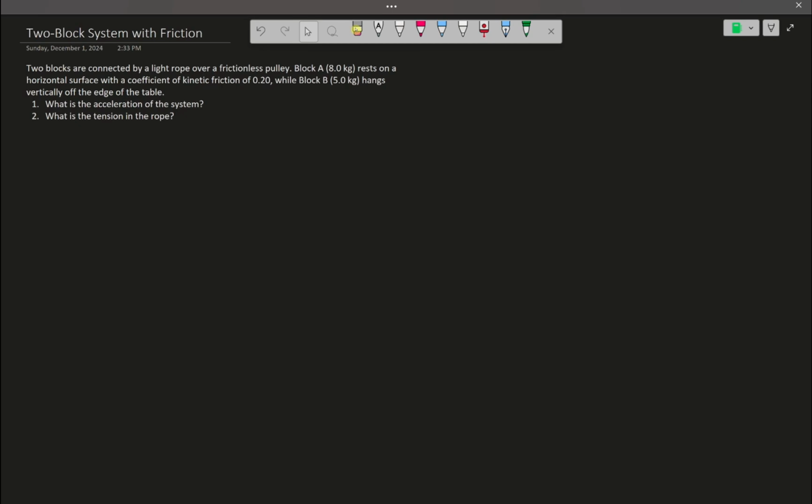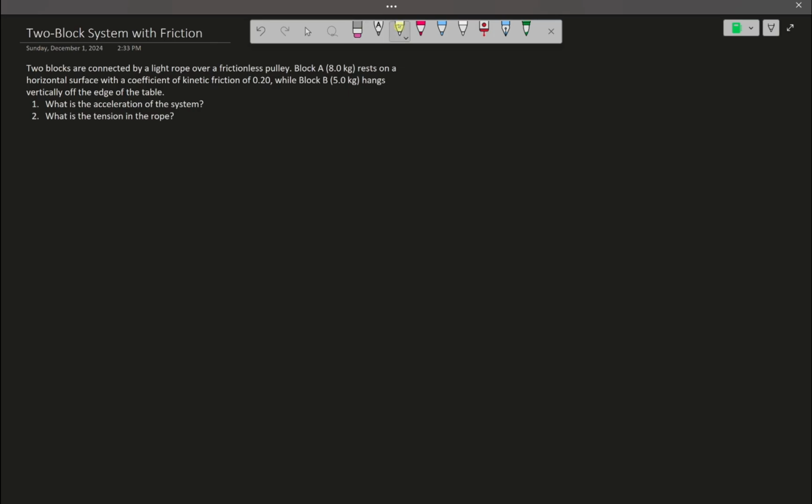So we have two blocks that are connected by a light rope over a frictionless pulley. Block A is 8 kilograms and rests on a horizontal surface with a coefficient of kinetic friction of 0.2, while block B is 5 kilograms and hangs vertically off the edge of the table.